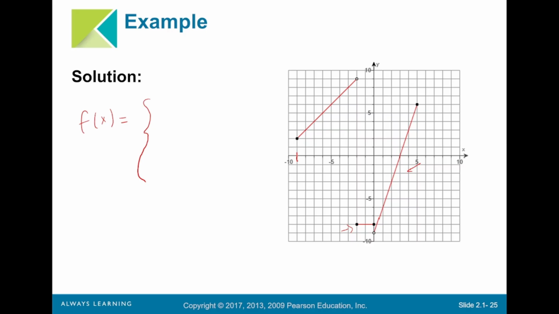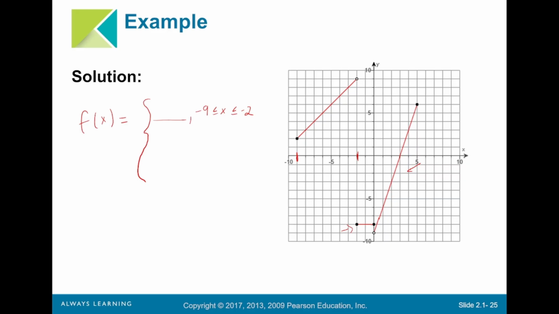From x equals -9 to -2, we have this first line. So that's what's going to go here. We have -9 less than or equal to x less than or equal to -2. And we're doing something that we'll fill in here in a second with this first line.